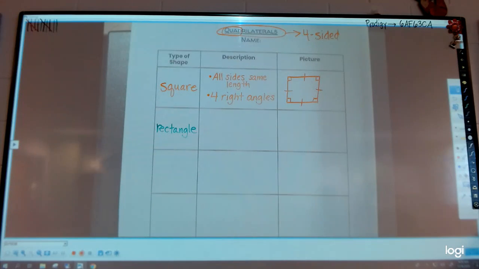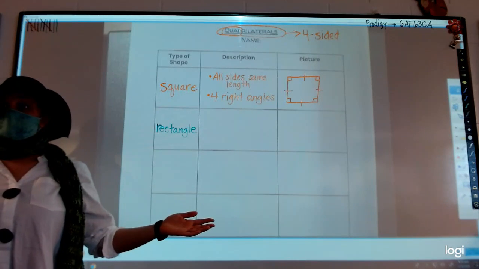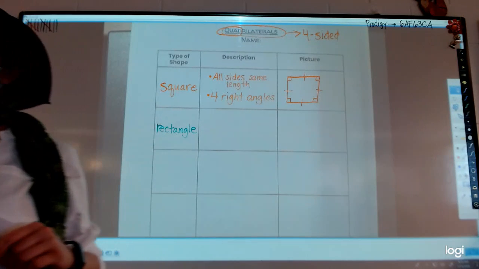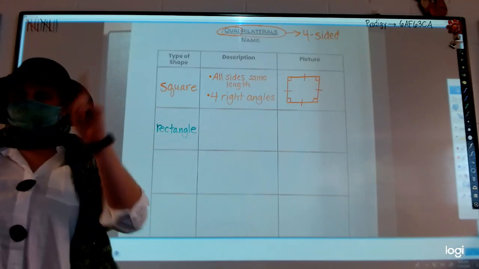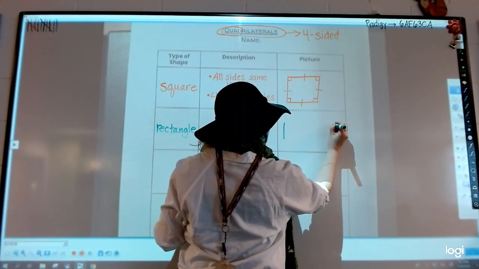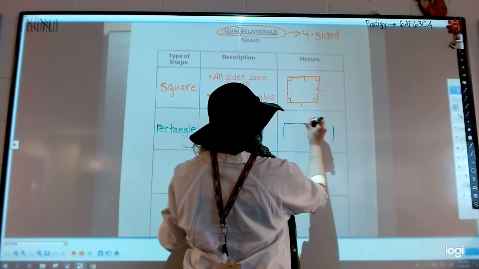All sides are not the same length. Okay. Are they all different? They're still right angles. We're all talking out of turn. Noah? They're not all different. 2 of them are the same, and the other 2 are the same. So the ones opposite each other are the same length, right? Okay. So when you draw your rectangle, you need to have maybe 2 shorter sides like that. And then the top and the bottom can be longer.